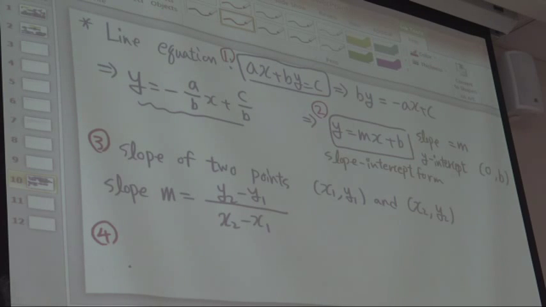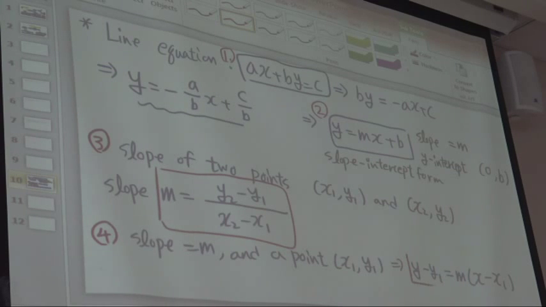Now let's assume that we know the slope, and then we have one point. So one point is given and the slope is given. Then we can find the line equation. Slope is m and a point, x1 and y1. When we know this, what we get is y minus y1 equals m times x minus x1. So this is also an important format. This form is a slope and a point. When they are given, we can use this formula to find the line equation.